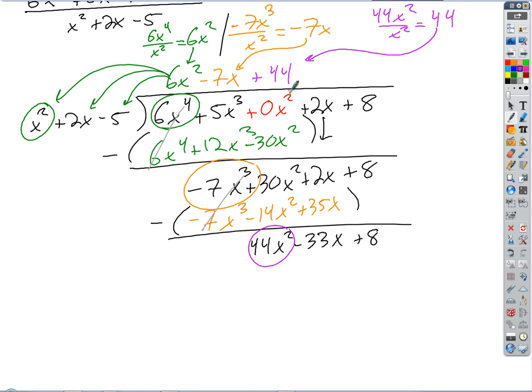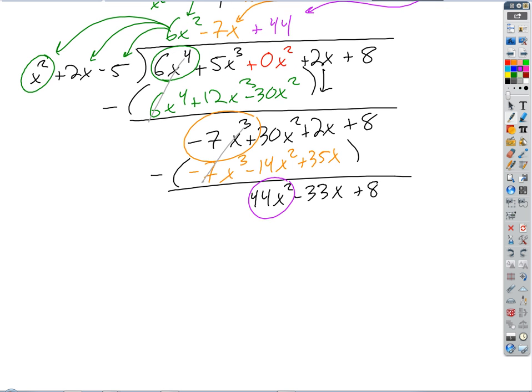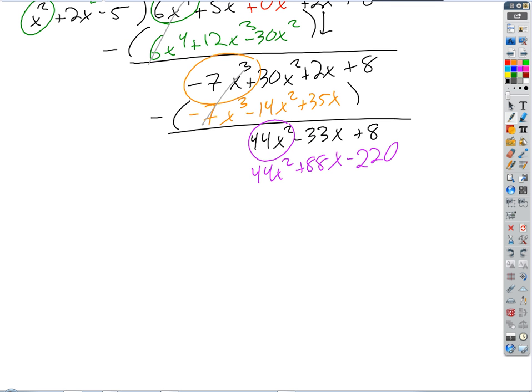Okay, we gotta refocus here. You can't get lost on this. You have to distribute it. So now we distribute the 44 times 2x minus 5. So 44 times x squared is our 44x squared. What's 44 times 2x? 88x. Good. And what's 44 times negative 5? Negative 220. Good. How do we get that? 5 times 40 is 200. 5 times 4 is 20, right? Okay. And then we're just going to subtract the whole thing.